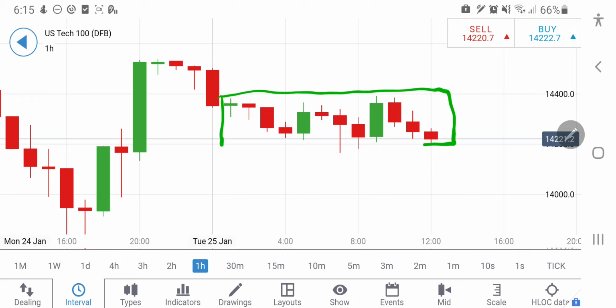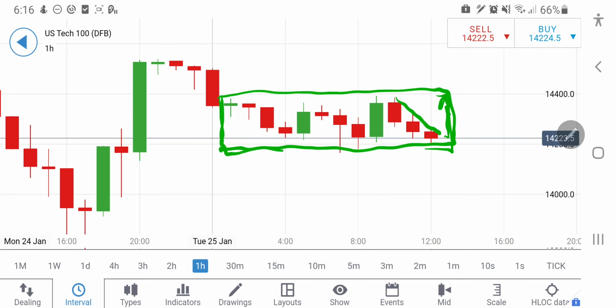Now this zone has to come out of 14200 to 14400. On the hourly charts, you can see that the candle size is reducing here, and probably it can reverse again and head towards 14400. Now we have one observation: between 14400 and 14150, we have to take extreme caution in this zone.